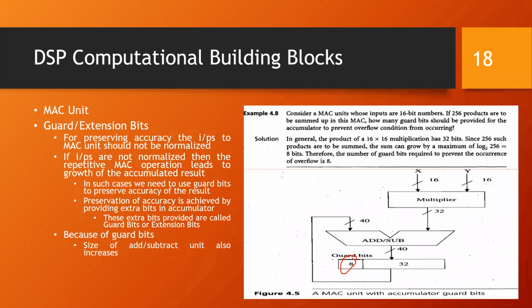So I should provide guard bits or extension bits whose size is 8 bits. This is done first to avoid the overflow condition and then to preserve the accuracy. These are the two things we'll be doing here. So that is what is specified in this case. Okay.